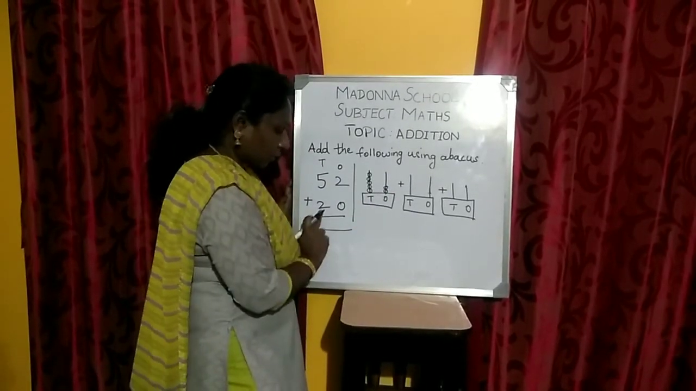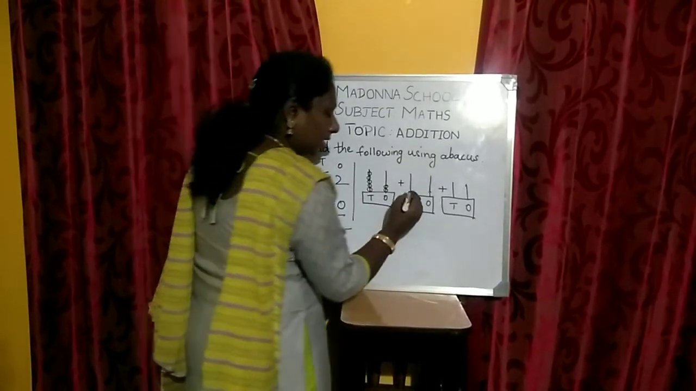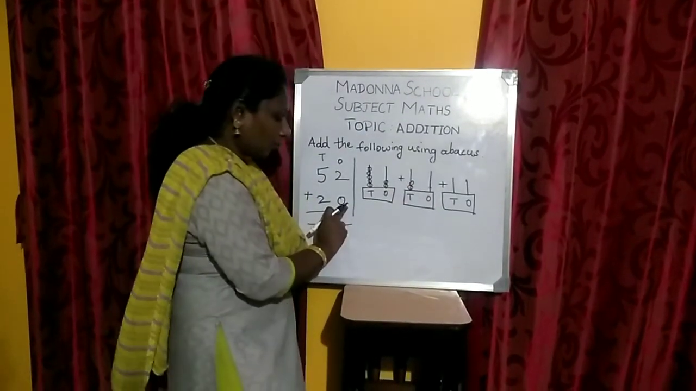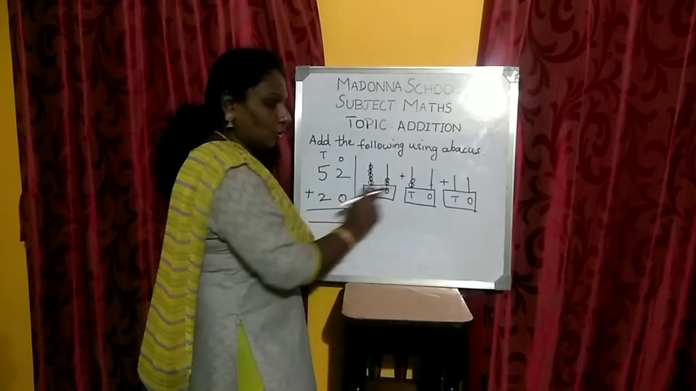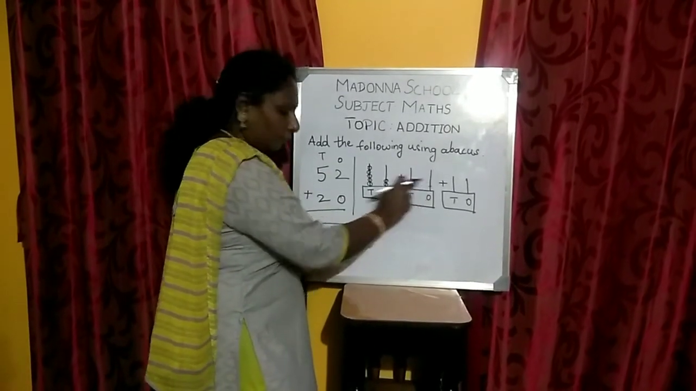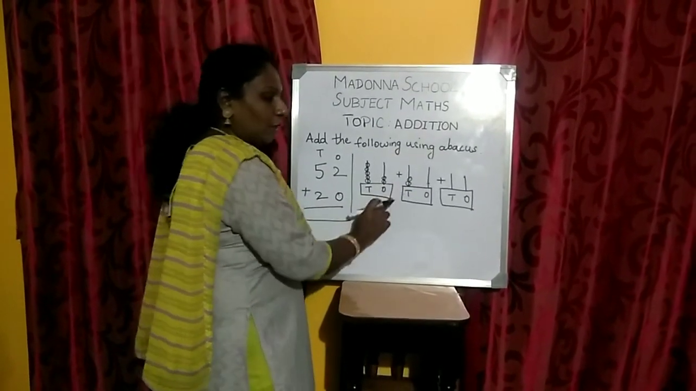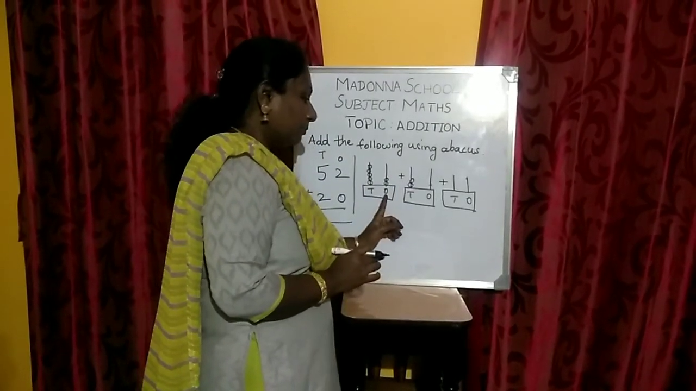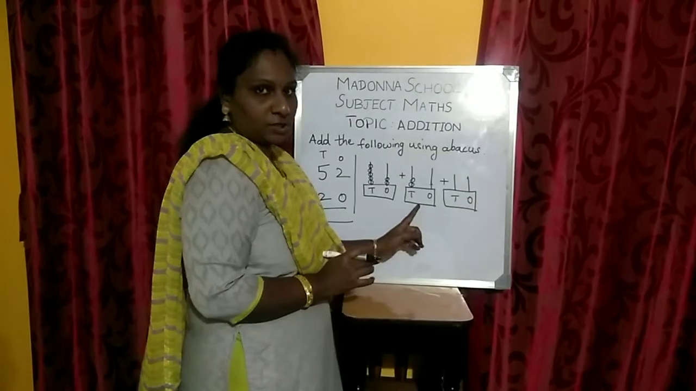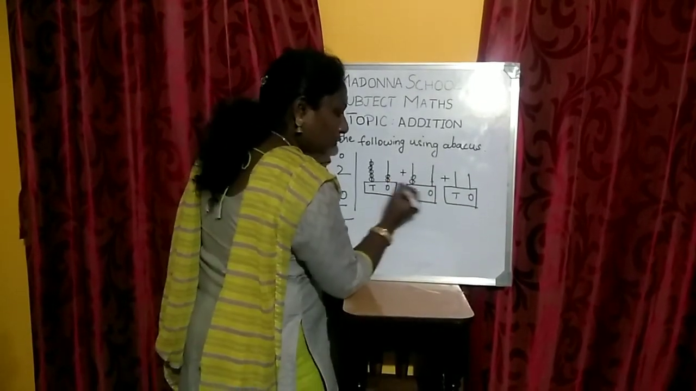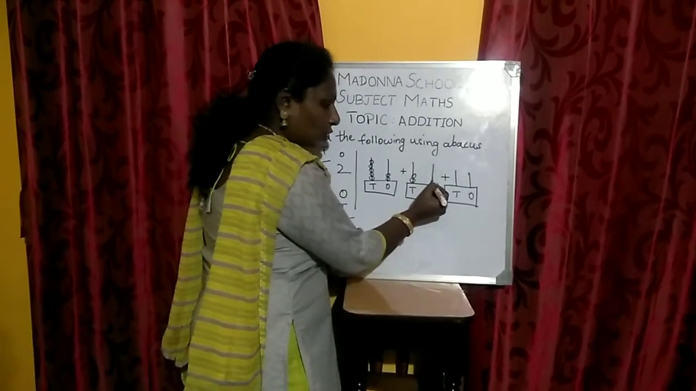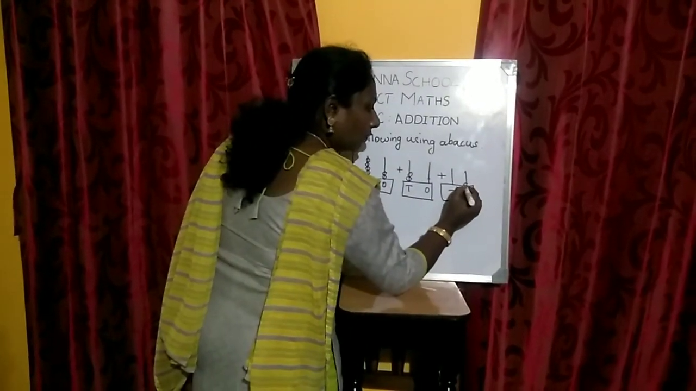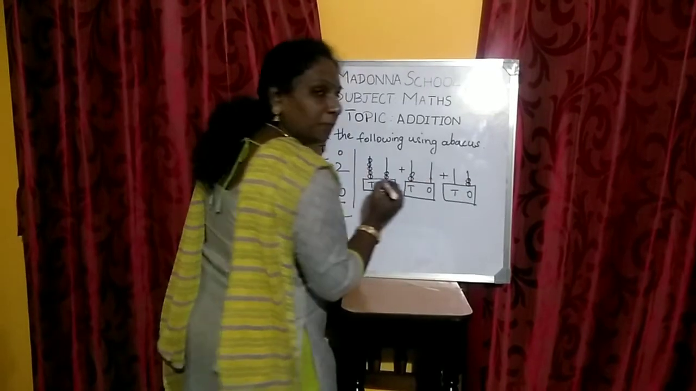Plus the second number. The second number is 20. So 2 in tens place. I have to draw 2 beads. So in ones place, what is the number? 0. Should I draw any beads? No. Why? Because it is 0. Now we will add. So what should you do? You should always add the numbers in the ones place first. So what is the number? 2. Do you have any beads in the other number, children? No. So what is the answer? 2. So I have to draw 2 beads.